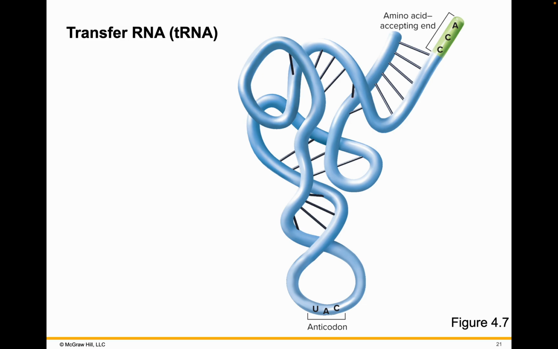So here is a transfer RNA. Down at the bottom, we see an anticodon, UAC, so this would bind to the codon on messenger RNA, AUG, sorry.